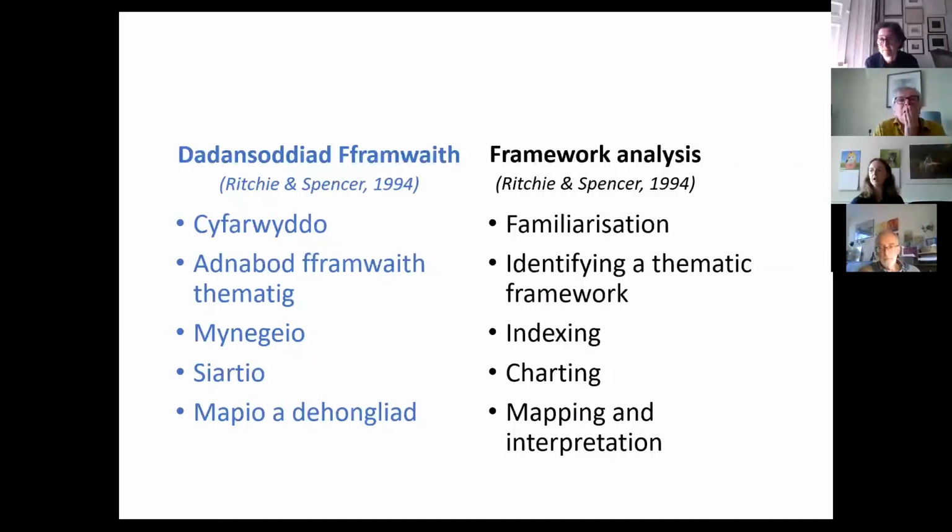In indexing, you highlight relevant sections of the stories relating to the framework. And in charting, you extract these sections of the stories and arrange them into data charts so you can start to compare what different respondents have said about the different aspects of the thematic framework, looking for similarities and differences. Mapping and interpretation is when you bring the analysis together, and that's the stage of the project I'm involved in at the moment, and I'll come on to the next steps in terms of that work in a moment.